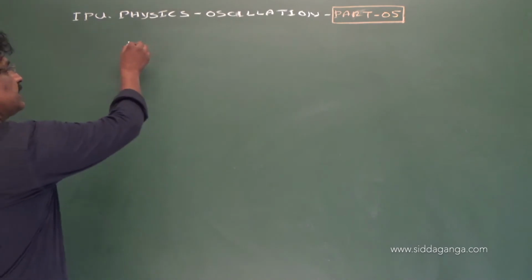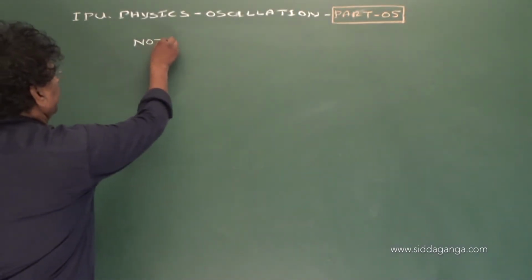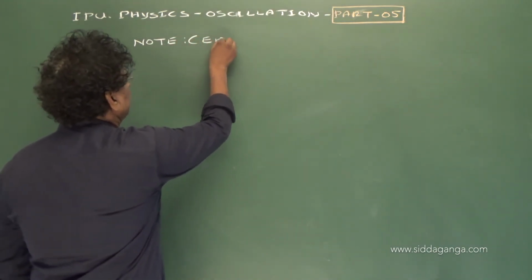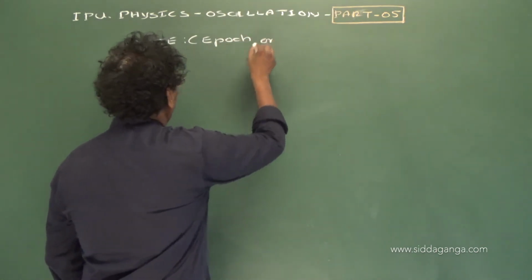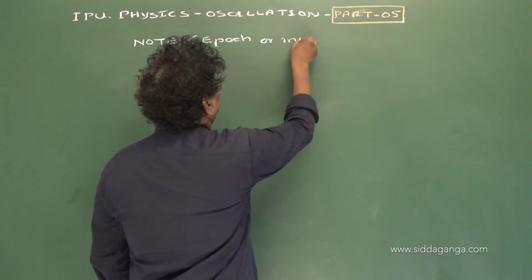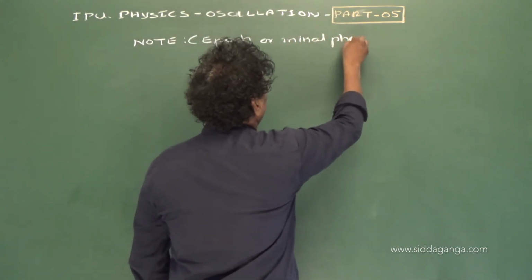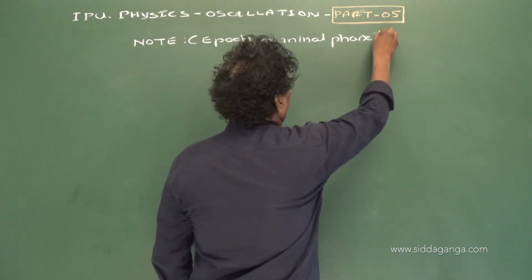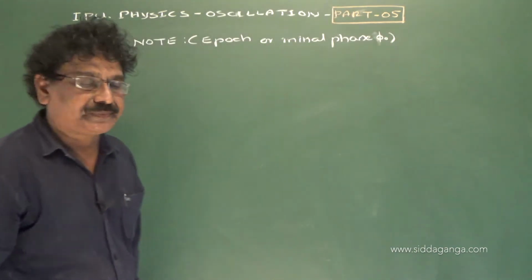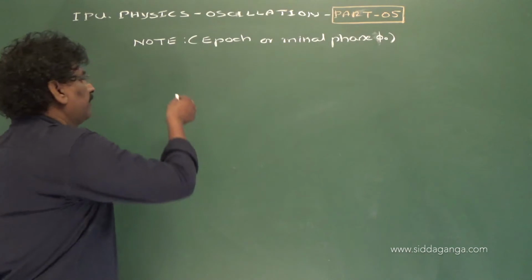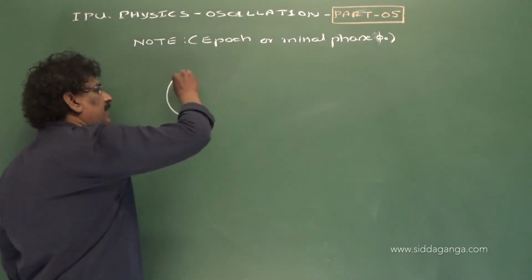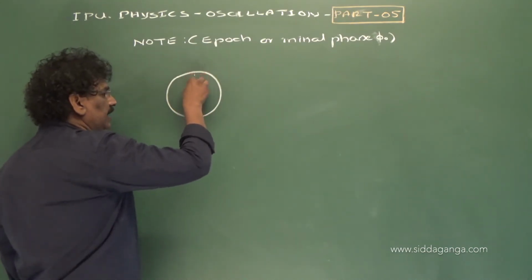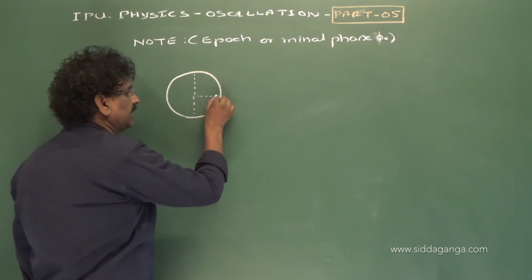Now, let us consider another point. We will take it as note that here we are discussing a term called epoch or initial phase. Suppose the particle is executing simple harmonic motion and it is understood in terms of circular motion.